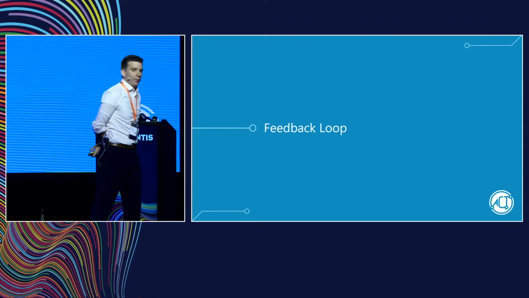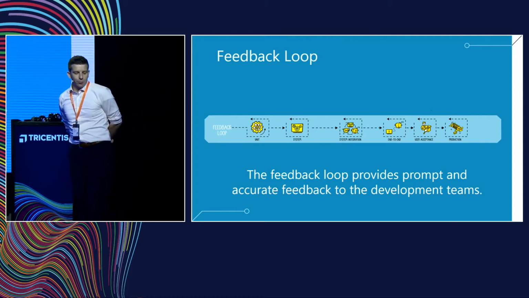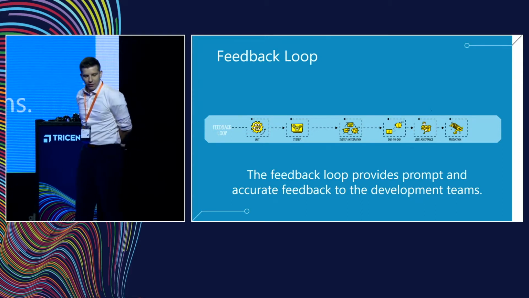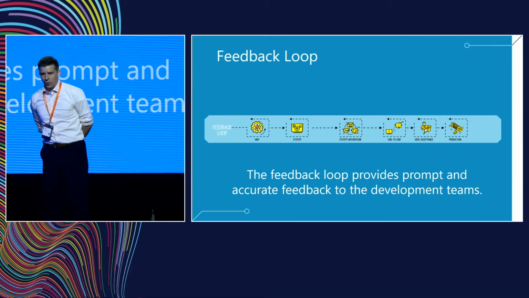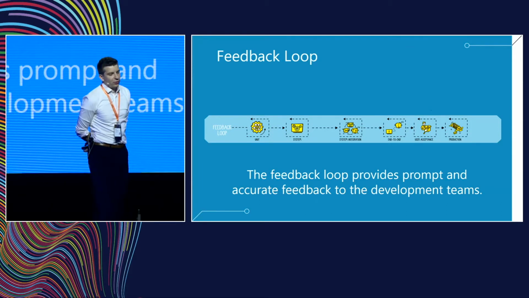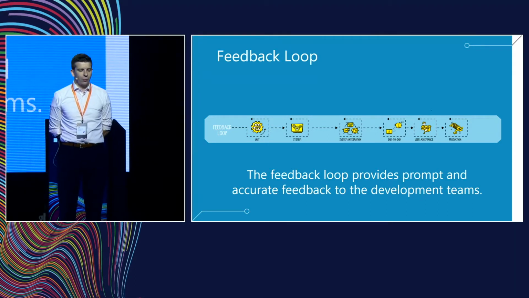So we start with the middle piece, the centerpiece, the feedback loop. And the feedback loop basically provides prompt and accurate feedback to the development teams. Probably you know a lot of these terminologies already; the feedback loop basically talks about the different levels of testing we need to do to make sure that our applications are functioning correctly.